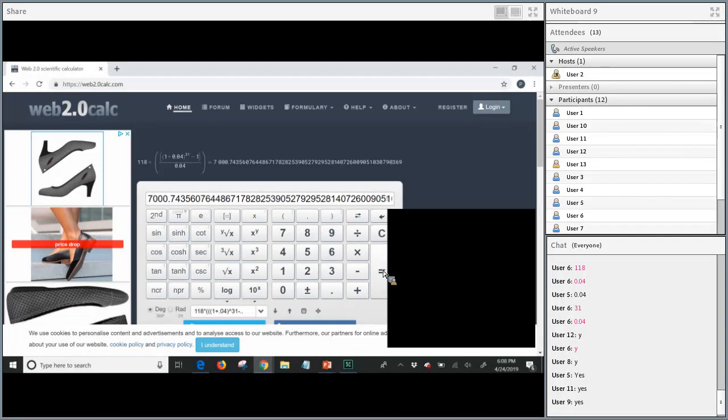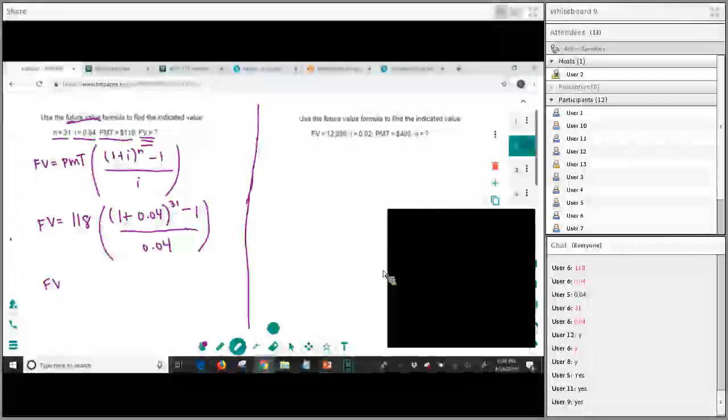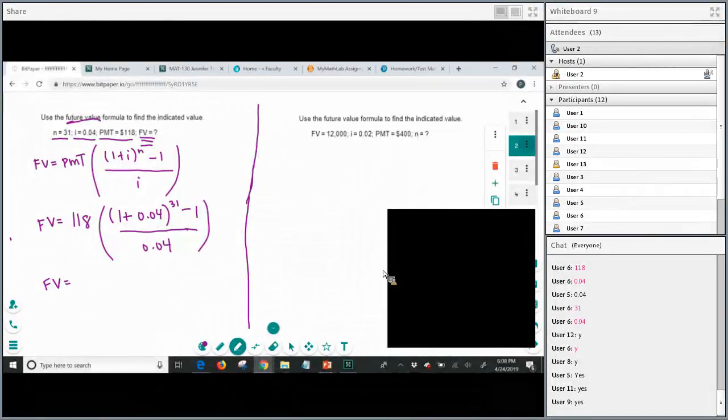Okay, so since I've checked this is correct, I can go ahead and hit equals, and I get that the future value of this annuity or whatever is $7,000.74. Okay? Simple as that.